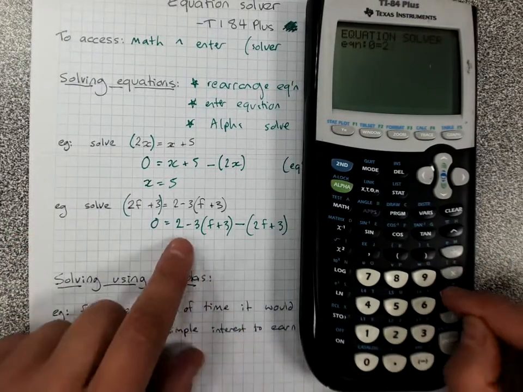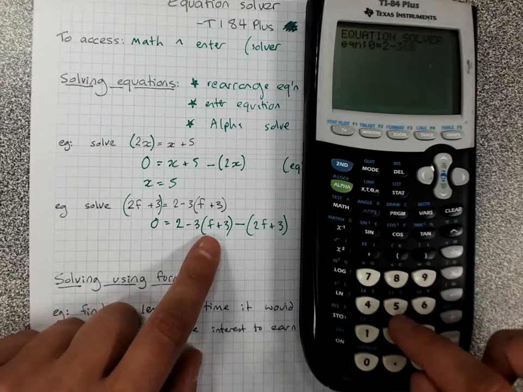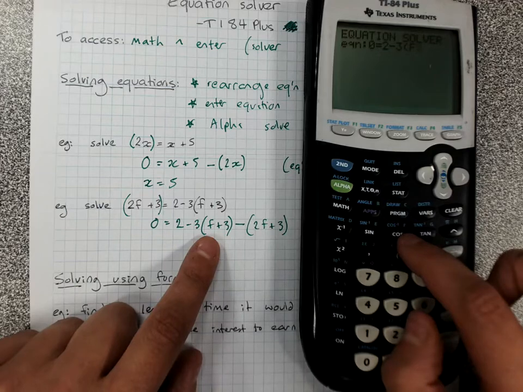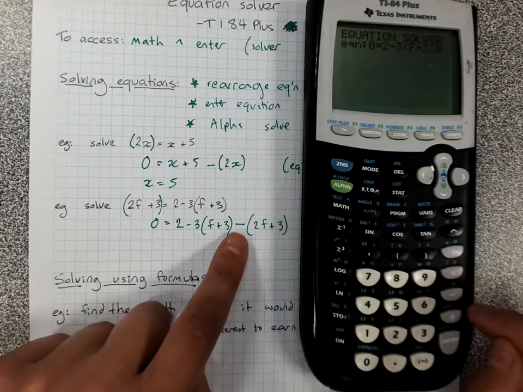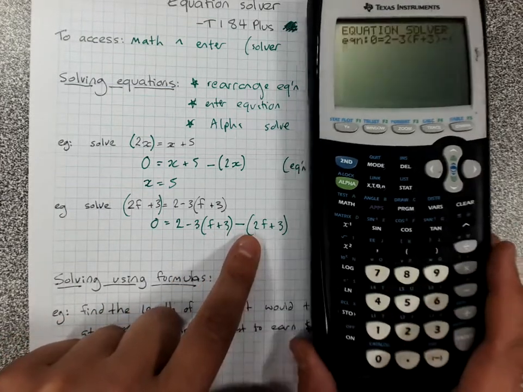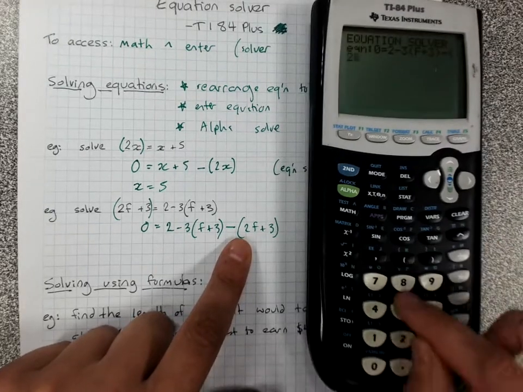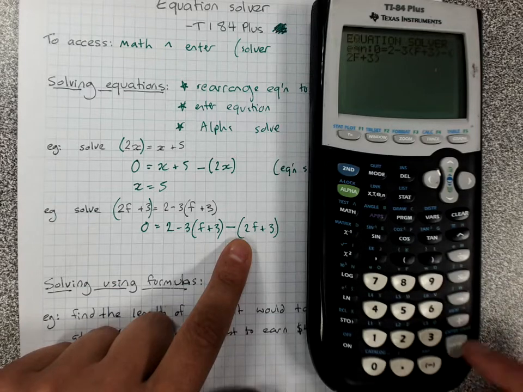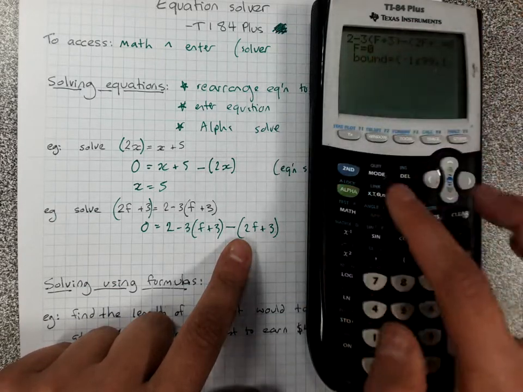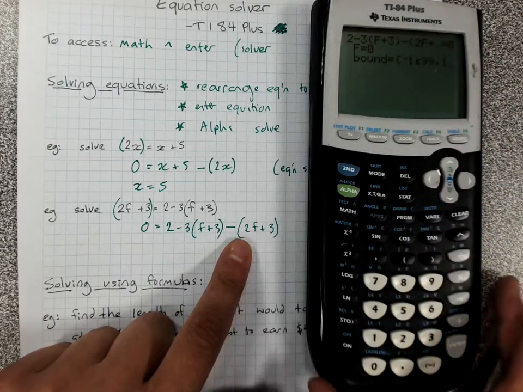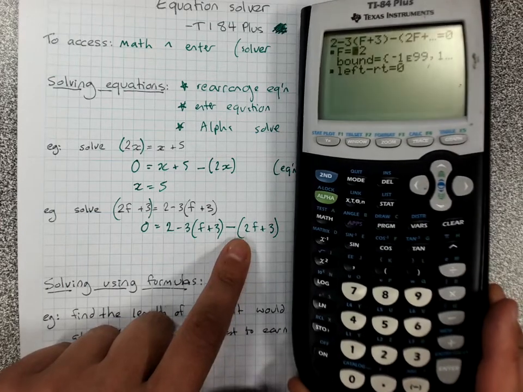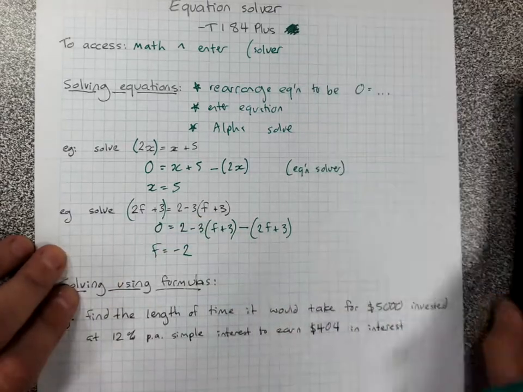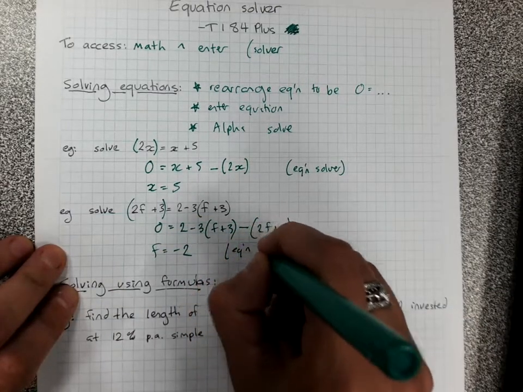2 take away 3 bracket, f, they are in alphabetical order, so alpha, f plus 3, close bracket, take away, open another bracket, 2 f plus 3. Close the bracket, enter. Highlight f and alpha solve. F equals -2. And I say that I used the equation solver.